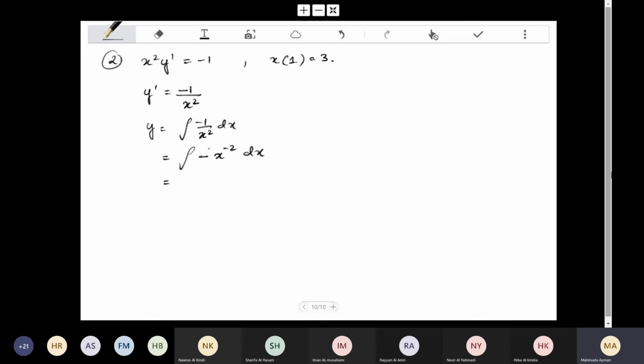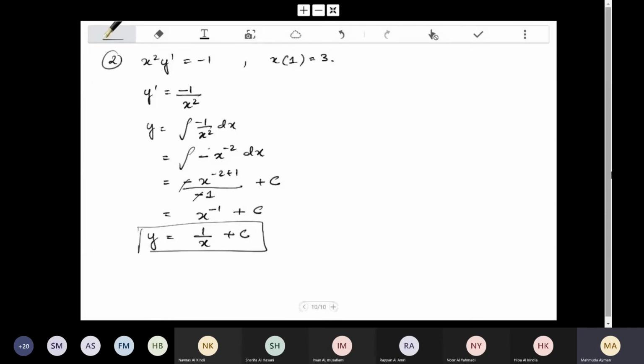Then if you find the antiderivative of that, you will get minus x to the power minus 2 plus 1 divided by minus 1, plus some constant c. The two minus signs cancel, so it will be x to the power minus 1 plus some constant c, which you can write as 1 over x plus c. So that's our general solution.